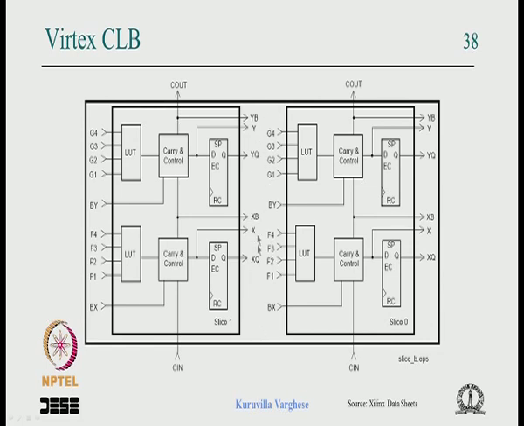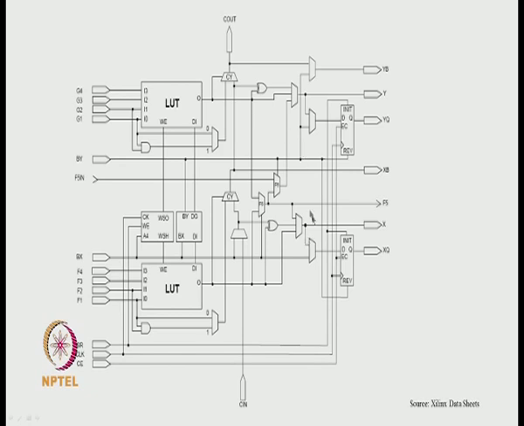It has two identical parts called slices, and within a slice you have two identical parts. One part consists of a 4 input lookup table which can implement any boolean logic function of 4 variables. The output can go to a flip flop, as we have seen in the detailed diagram. This 4 input output can be used as a combinational output. In that case this flip flop can be used separately with this input. If you want, you can register the output, which is the case of a data path or a sequential circuit and so on.